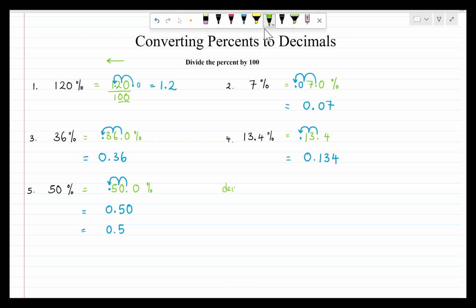Remember, when we are converting a decimal to a percent, we multiply, but now we are converting a percent to a decimal. That means we are doing the opposite, hence why we were dividing.